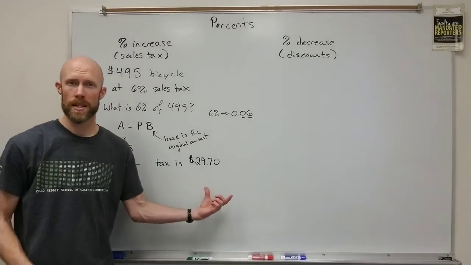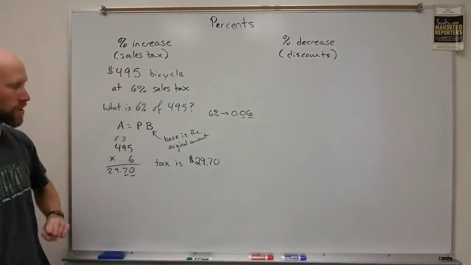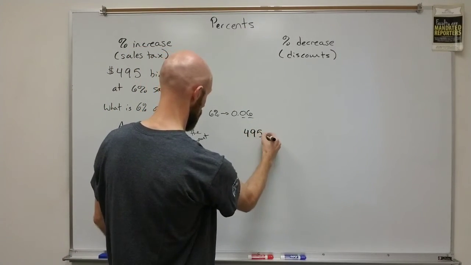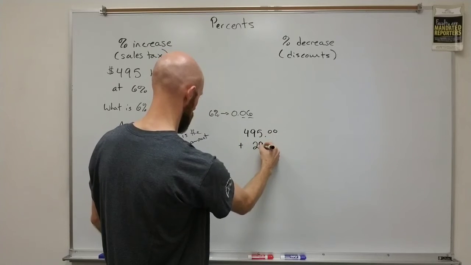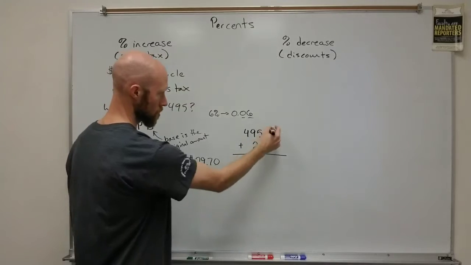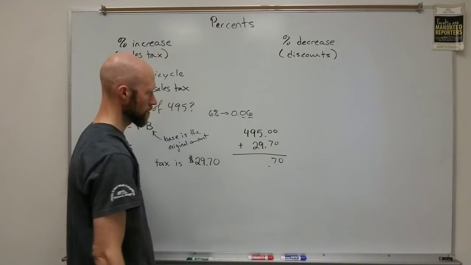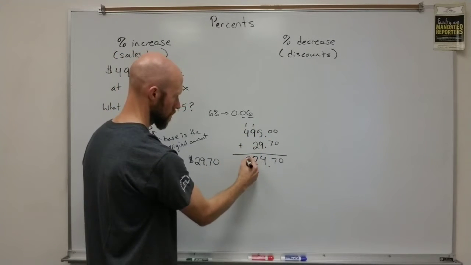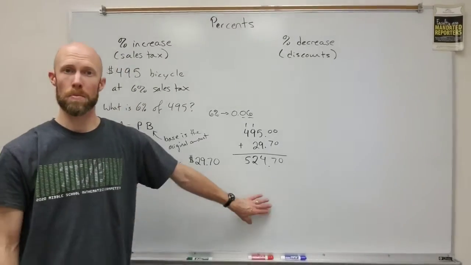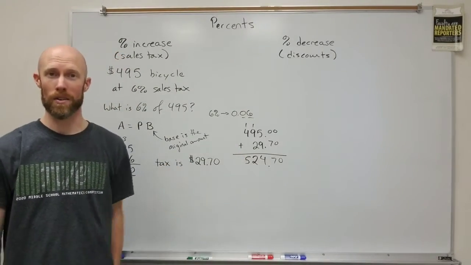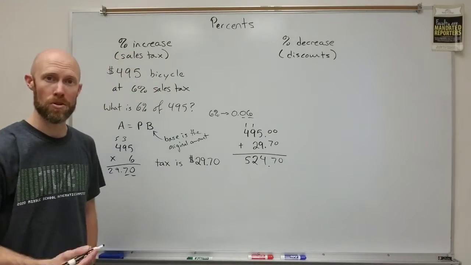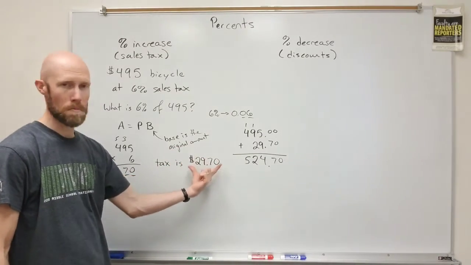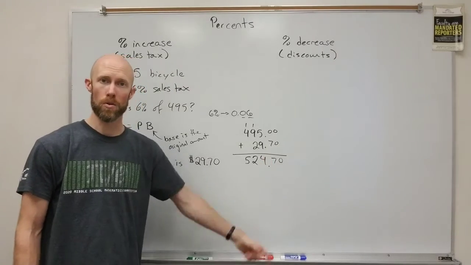$29.70. And then you take that sales tax and you add it back onto the price of the bicycle to get your total amount. So $495 plus $29.70 is going to be $554.70. That is the amount that you actually have to pay to walk out of the store with that bicycle. So again, a percent increase requires you to find the percent, find the amount, and add that amount to the original price.